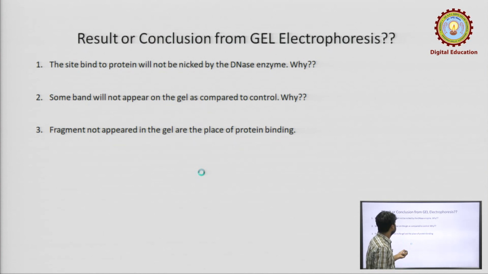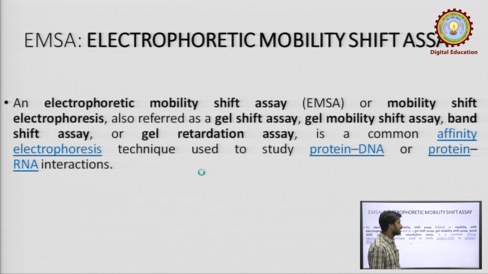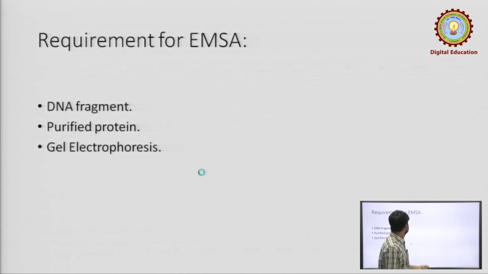So, we will move to the next technique, that is EMSA, or electrophoretic mobility shift assay. It is also called, dear student, affinity electrophoresis technique, protein-DNA gel shift assay, gel mobility shift assay, band shift assay. For this we do not require the DNase enzyme; we only require the DNA fragment, purified protein, and gel electrophoresis. We do not require a radiolabel in this case.